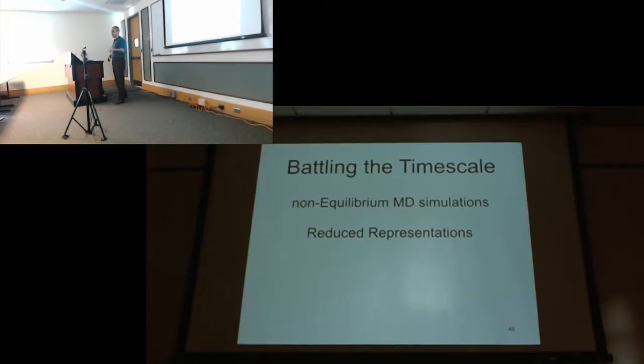So adding additional forces, biasing potentials, you can encourage the system to do something that might take much, much longer. The other way to deal with this is to go to reduced representations, and obviously coarse graining is the most commonly known method here. So let's look at some examples here.